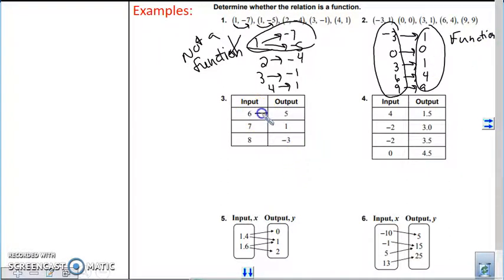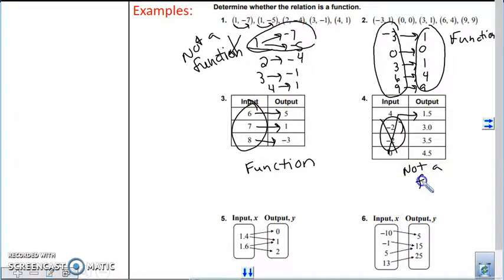3. 6 goes to 5, 7 goes to 1, and 8 goes to negative 3. None of the inputs went to 2 different numbers, so this is a function. All right. 4 went to 1.5. Negative 2 showed up twice. Not a function, because the input of negative 2 shows up twice, going to 2 different numbers. Makes it not a function.